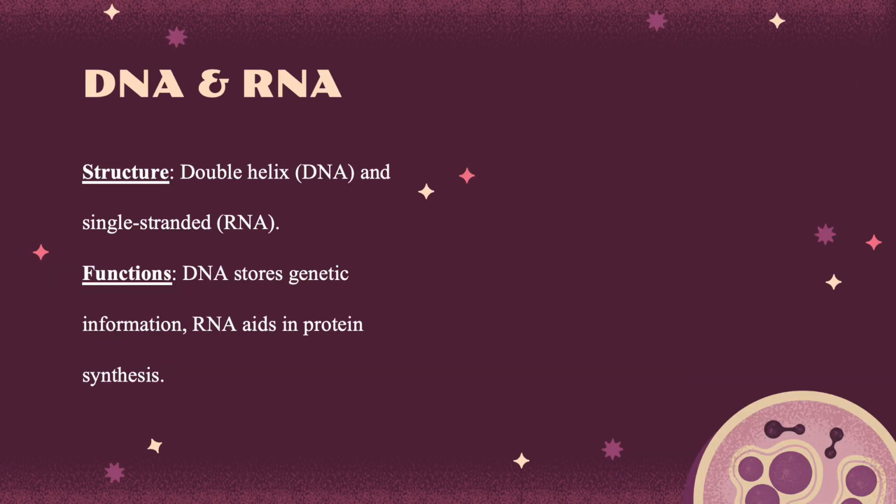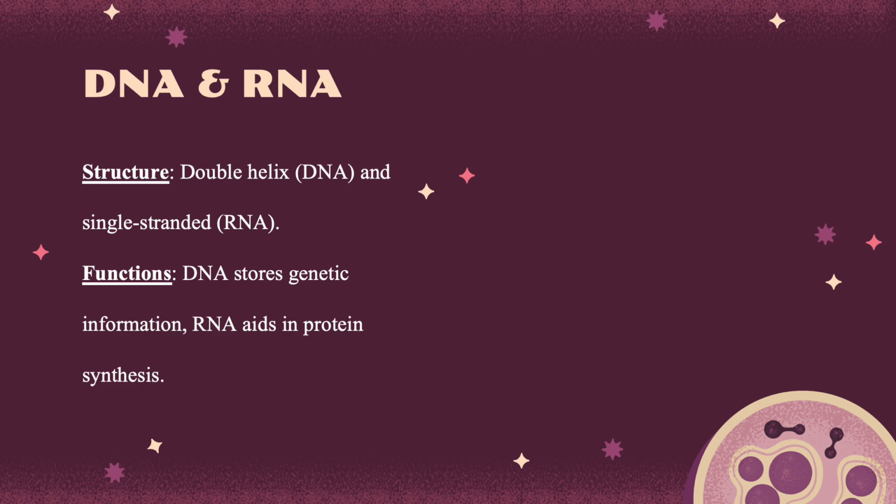DNA, or deoxyribonucleic acid, is a double helix molecule made of two strands twisted around each other. Each strand is built from nucleotides, which contain one sugar molecule, one phosphate group, and one nitrogen base, such as adenine, thymine, cytosine, or guanine. Adenine pairs with thymine and cytosine pairs with guanine, almost like puzzle pieces. This pairing ensures that when the DNA replicates, the new strand is an exact copy.